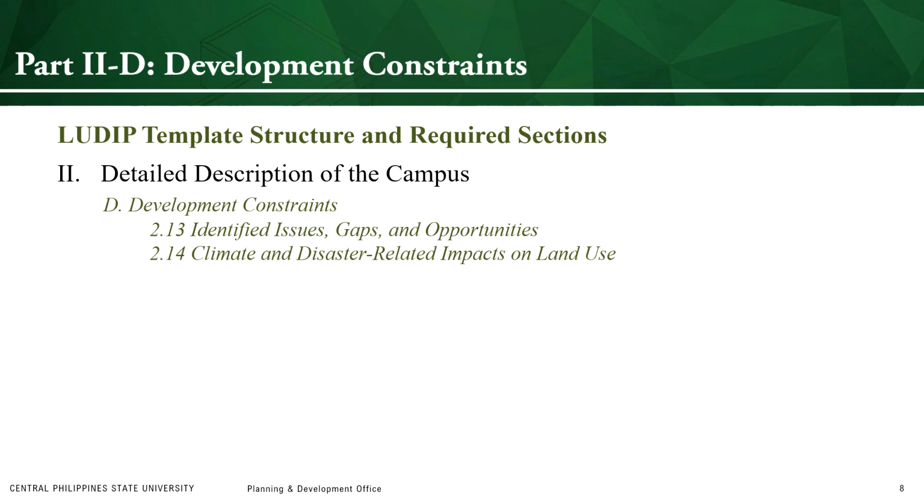Document the impact of past calamities, typhoons, floods, earthquakes, fires on your campus land use. Then present adaptive strategies and recommendations to make your future development more resilient. Together, Sections 2.13 and 2.14 form the evidence base for the strategies you'll propose in Part 3. You can't plan your way forward if you haven't honestly assessed what's holding you back.